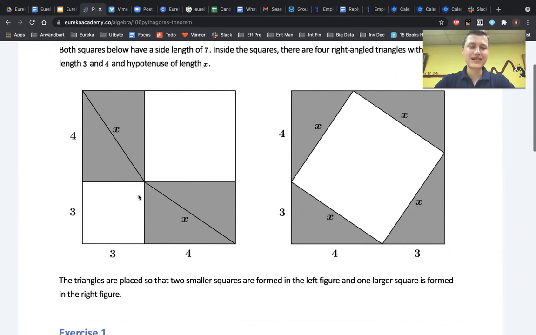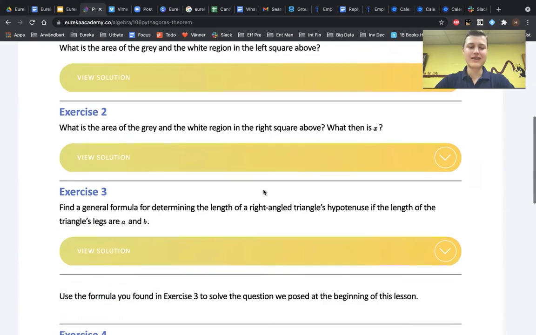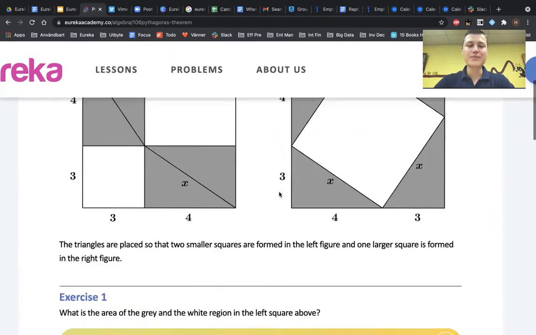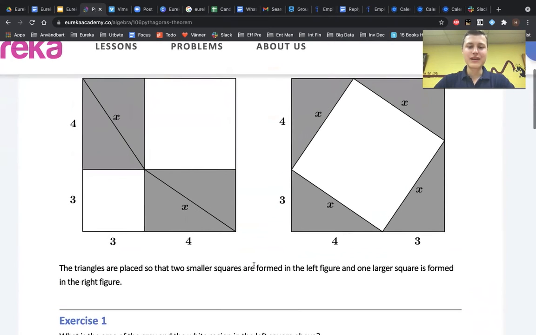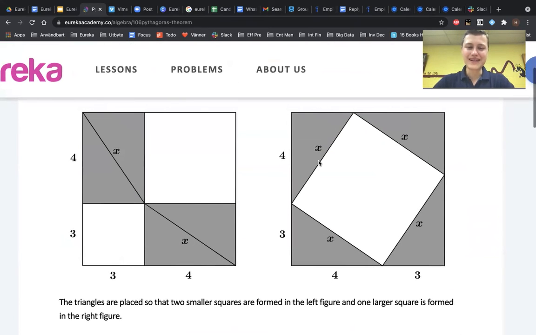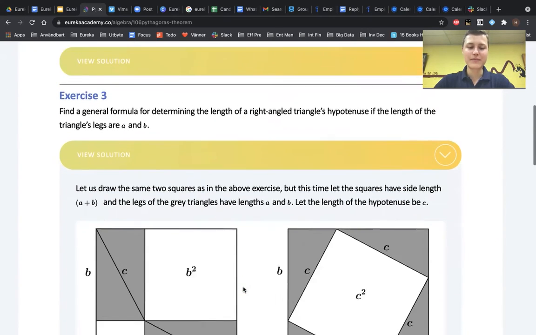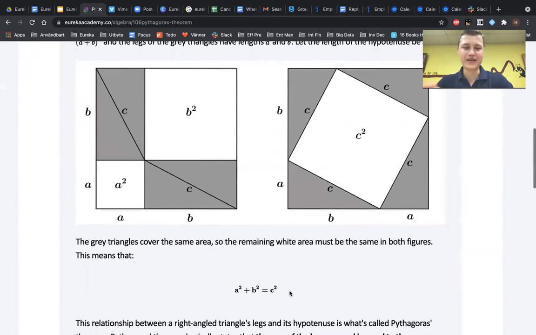But this means that this small square plus this larger white square is equal to the white area in the right figure. And there you essentially have Pythagoras theorem proved. But we don't present this to the students. We give this as a starting point, and then we give them exercises and clues to help them figure this out on their own.